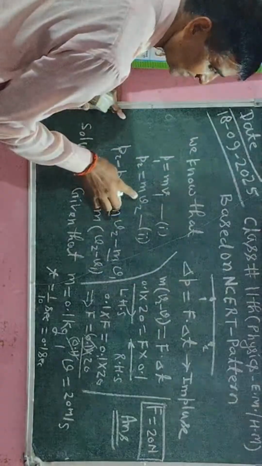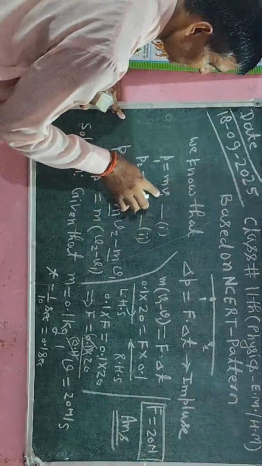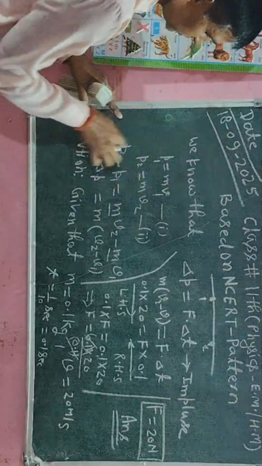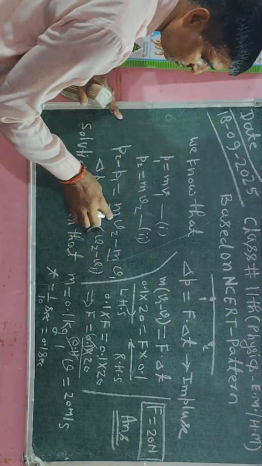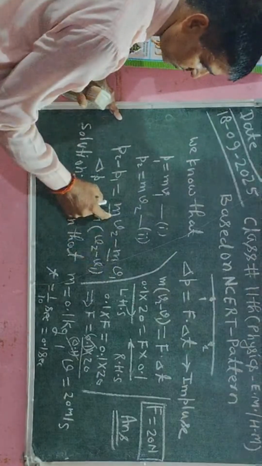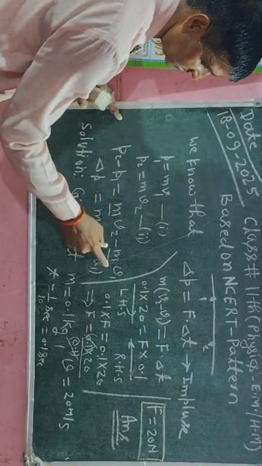So we have to take the change in momentum, that is when I subtract equation 1 from equation 2. I will get P2 minus P1 is equal to m v2 minus m v1. In this term, m is constant, so I will take it outside, and then I can write v2 minus v1.